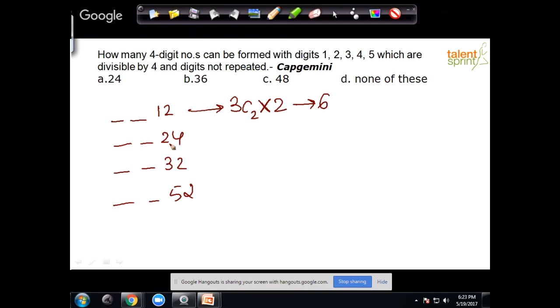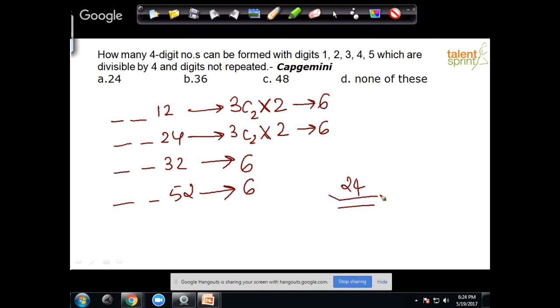Now let us go to the next case. In the next case, the last 2 digits are 24. Again, we have remaining, how many digits do we have? We have 1, 3 and 5. So again, we have 3 digits, out of which we have to select 2 digits, which can again be done in 3C2 ways. And these 2 digits that you select can be arranged in 2 ways. So 3C2 into 2, that is again 6. Similarly, here also you can form 6 numbers. Here also you can form 6 numbers. So totally, how many numbers can you form which will be divisible by 4? 6 plus 6 plus 6 plus 6, that is 24 numbers. So totally you can form 24 numbers which are divisible by 4.